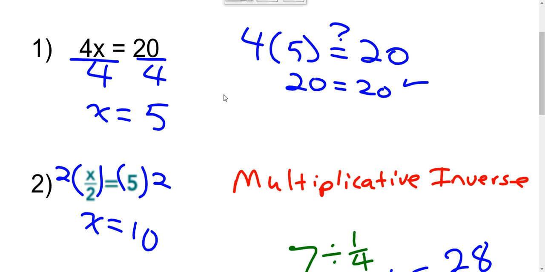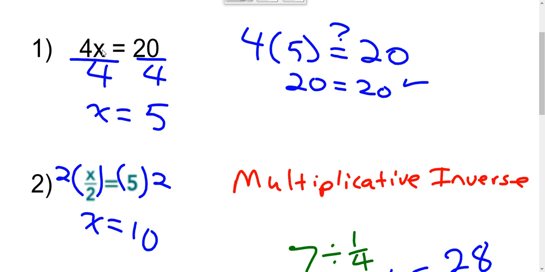All right, this video is just kind of to supplement the Math Antics video that I've also posted on the student view. It does a really good job of talking through inverse operations. So here's a couple of examples.